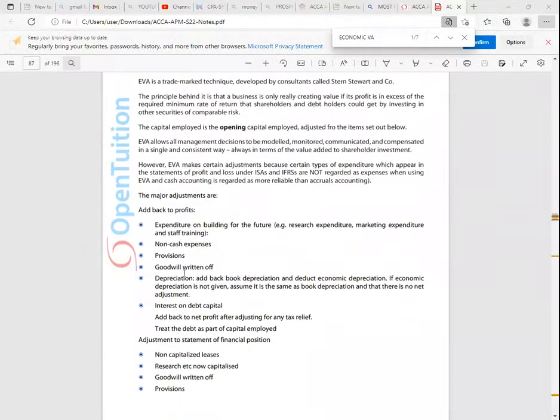So we are told here that all non-cash expenses, ladies and gentlemen, have to be added back. Any provision, a provision is a non-cash expense. Any goodwill written off. Depreciation: add book depreciation and deduct economic depreciation. If economic depreciation is not given, assume it is the same as book depreciation and that there is no net adjustment. And then we have interest on debt capital that has to be added back after adjusting for any tax relief. Treat the debt as part of capital employed.